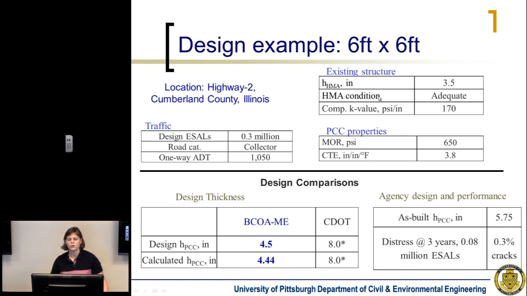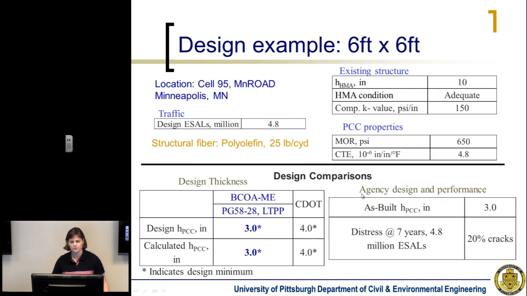Another project in Illinois where we have 6 foot by 6 foot joint spacing, and here we're at 0.3 million easels and 3.5 inches of asphalt. Again, that really influences the old designs. Here we have about 4.5 on top of that. Just under 6 inches was constructed, and we're, let's say, about a third to a fourth of the way through the life and still not really exhibiting much cracking at this point.